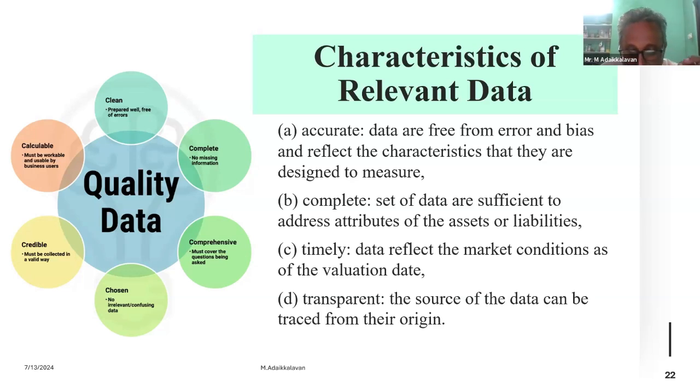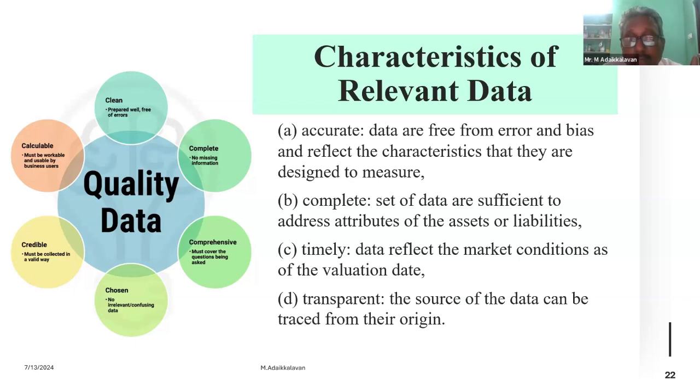So you should see that the data is totally complete, with the entire information. I am finding that the transaction is done for 1.5 crores. But for that 1.5 crores, what are the components? How much land? How much building? How much extra amenities? Everything is there inside.